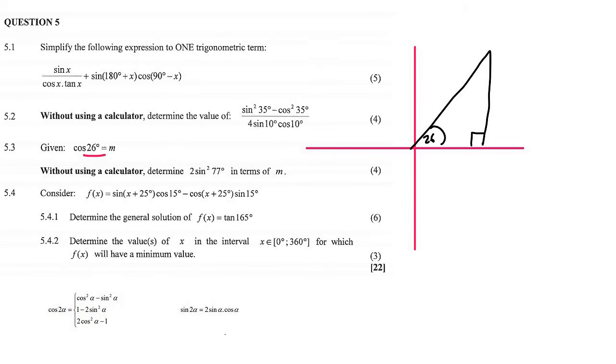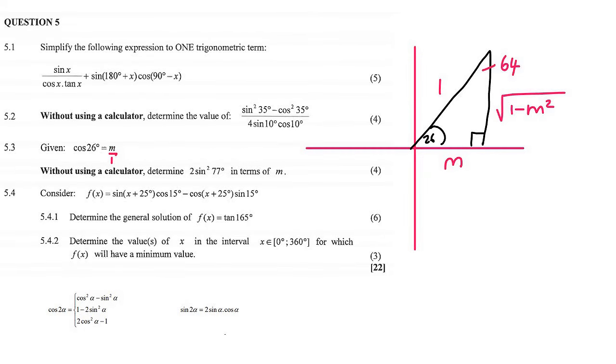Sometimes they like to ask a question on that, sometimes they don't, but just in case. Then they're saying cos 26 is m. Now, a little trick: we can write that as m over 1, and cos is adjacent over hypotenuse, so that'll be m, that'll be 1. We can then do Pythagoras and get that this is the square root of 1 minus m squared.